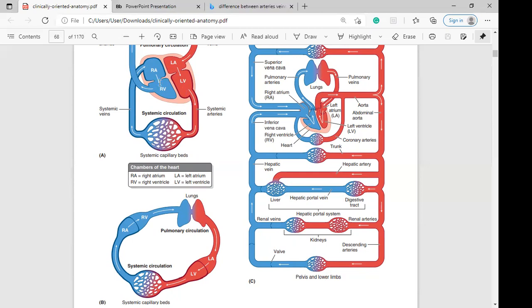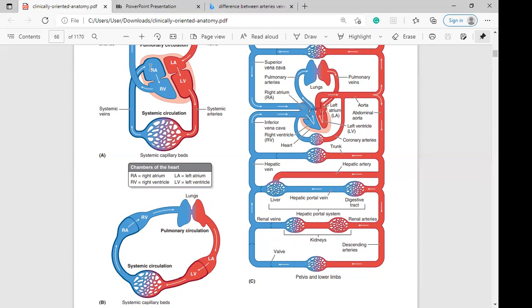The same thing happens on the right side. Once the blood leaves the right atrium into the right ventricle, the tricuspid valve closes to prevent the return of blood into the right atrium. So the function of those valves is to prevent backflow of blood. When blood leaves the atria into the ventricles, the two valves close: the tricuspid valve and the bicuspid valve.